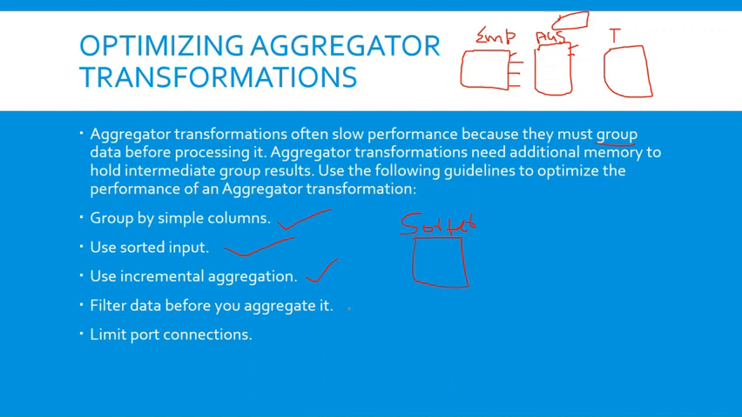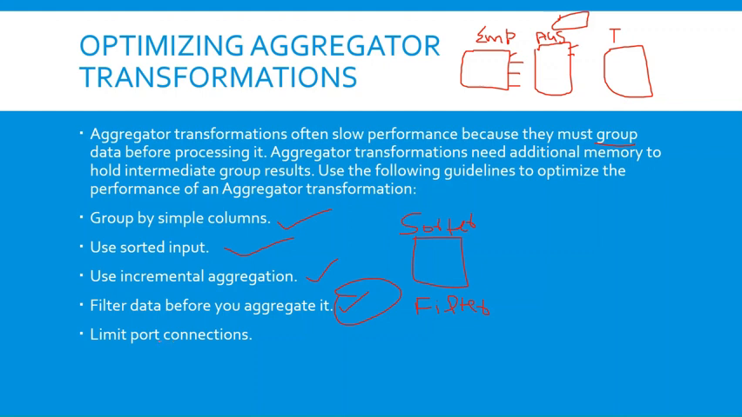After that, the fourth point is filter data before you aggregate. Suppose there is unnecessary data; use a filter transformation. If you know the data is not required, then you can filter out that data, so that unnecessary processing does not happen during the process, okay? That's what we suggest: filter out those records which are not used and are unnecessarily being processed. There is no meaning to those records, so you can filter them out.